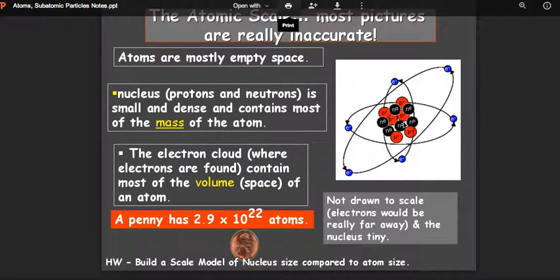The nucleus contains almost all of the mass of the atom, so it's super, super dense. It's heavy. It's the part that takes up almost all the weight, the mass of the atom. However, the electron cloud is where all of the space is, so all the volume. So the volume is in the cloud, but the mass, the weight, is all in the nucleus. The nucleus is very, very dense, it's heavy. The electrons don't weigh hardly anything, but they take up the most space.